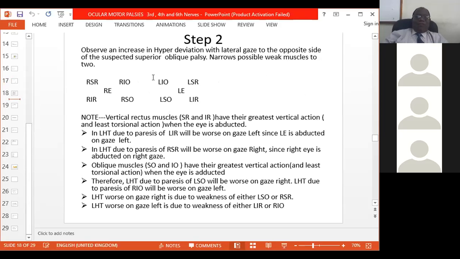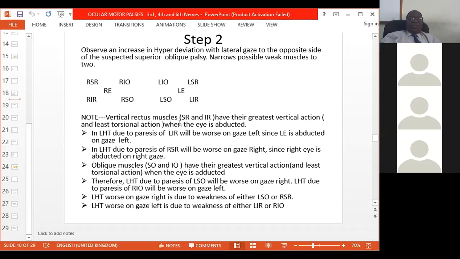You have to observe an increase in hyperdeviation with lateral gaze to the opposite side. In other words, if there is a right hyperdeviation, when you look to the left, there will be an increase in hyperdeviation in this eye. Are you getting me? Yes, doctor. The right eye, where we say there's hyperdeviation, when it looks to the left, there is increase in hyperdeviation.